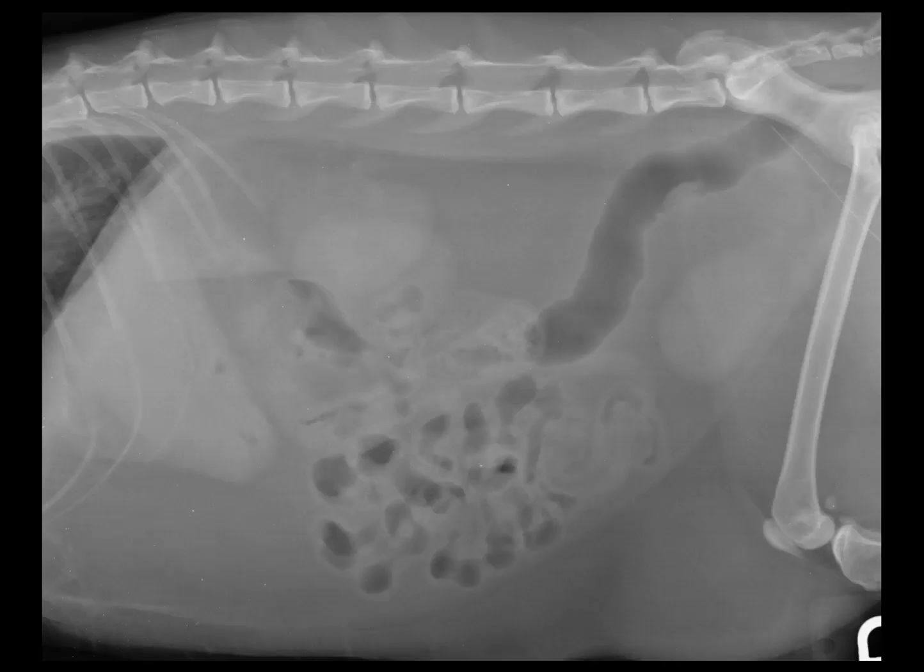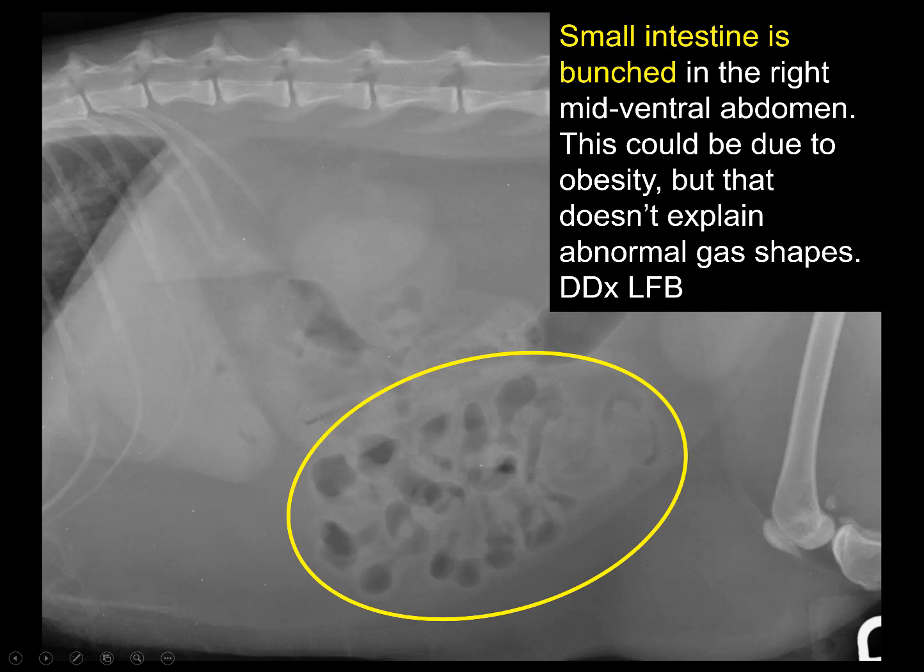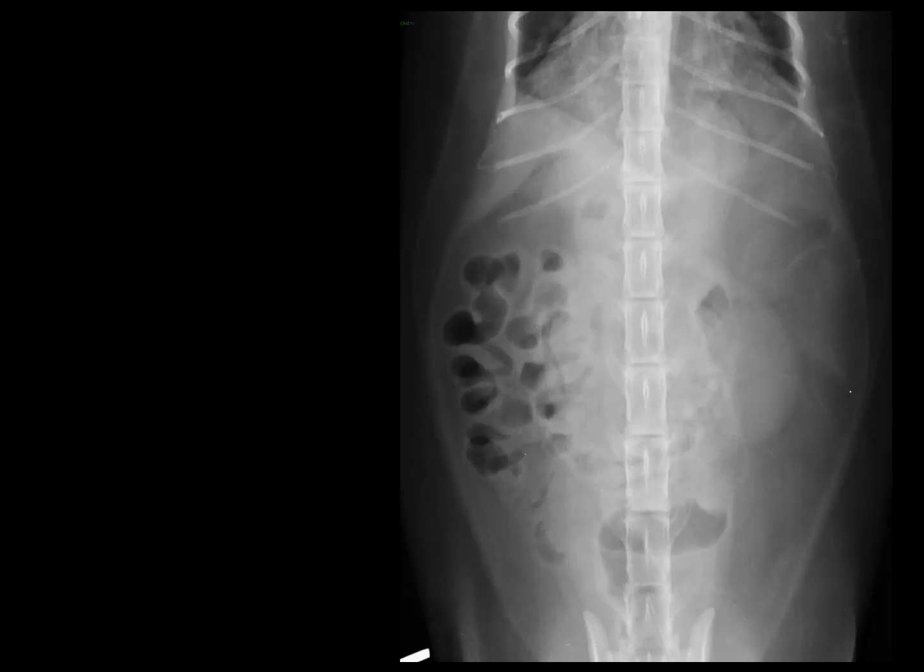And that leads us to this vomiting fat cat, which also does have a collection of small intestine in the midventral abdomen. But these are not normal in their appearance, in that we have very odd shaped gas bubbles. They're irregular. These are not relaxed and sweeping back and forth. These truly are crammed together. These truly are plicated. So this cat then has a linear foreign object.